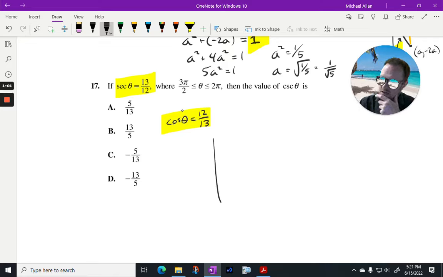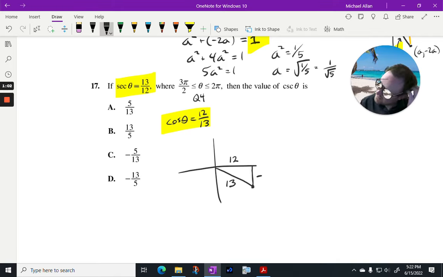Now, what I know about this is that it lands in the 4th quadrant, so quadrant 4. Somewhere in this quadrant, right about here, I have a triangle. I don't know how big it is. Actually, I kind of do know how big it is. It could be scaled up or down, really. But according to cosine, my adjacent is 12 and my hypotenuse is 13. Cool. Now, what's very important is that my y value is going to be negative.